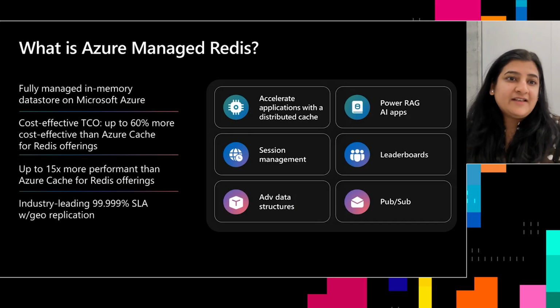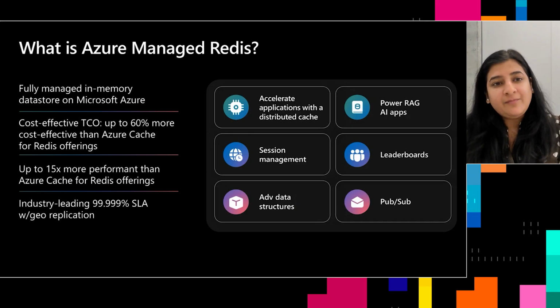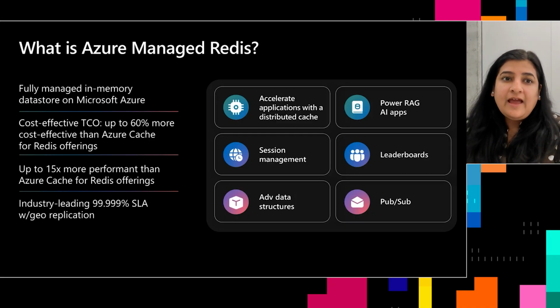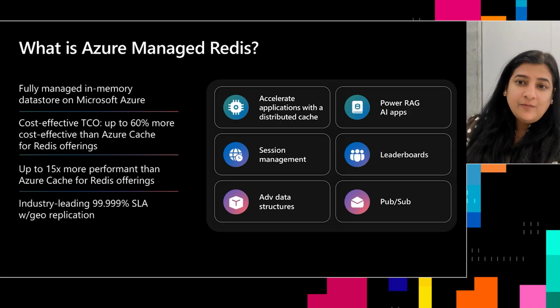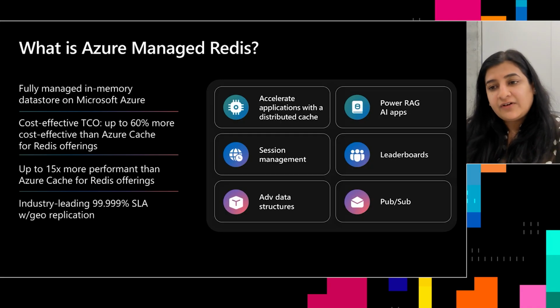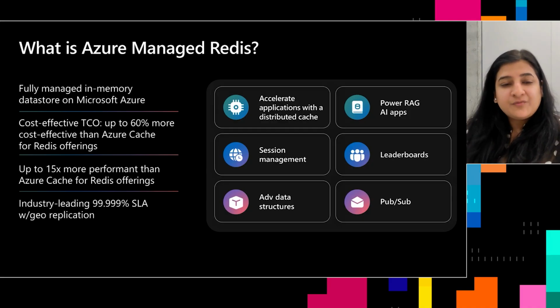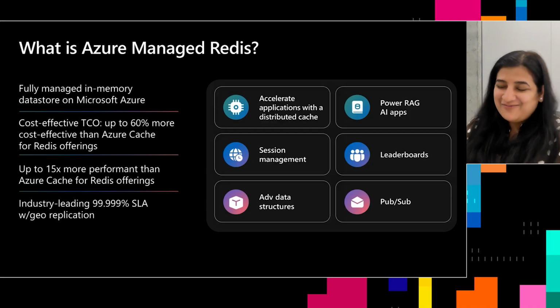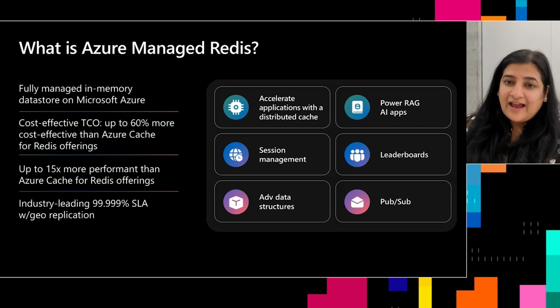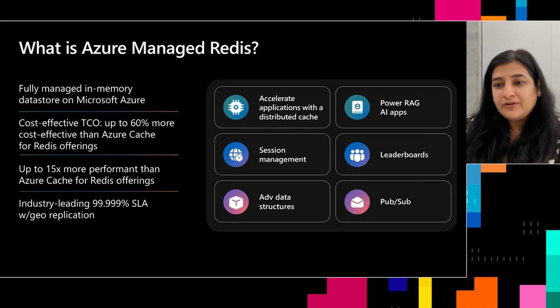Azure Managed Redis is a fully managed in-memory data store on Azure. It's a first-party offering on Azure, and it's based on the Redis Enterprise software, which offers a much more cost-effective TCO compared to the Azure Cache for Redis offering, and it's also much more performant. It's up to 15 times, sorry, not 15%, 15 times more performant than the Azure Cache for Redis offerings. It is zone redundant by default.